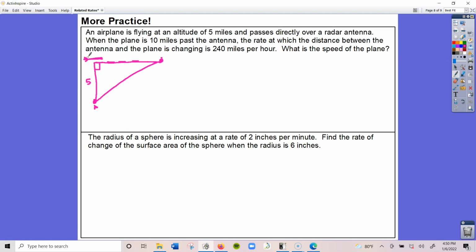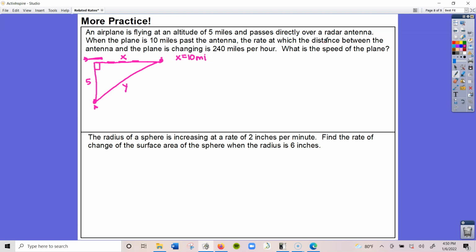The altitude is not going to change because the plane is flying straight across. So this 5 is a constant. However, the plane is moving this way, so I'm going to call this x. And then let's say if the plane is over here, this is the distance between the plane and the antenna. So I'll call this y. Now what were we given here? We're given that when the plane is 10 miles past the antenna, so that is x, x is equal to 10.